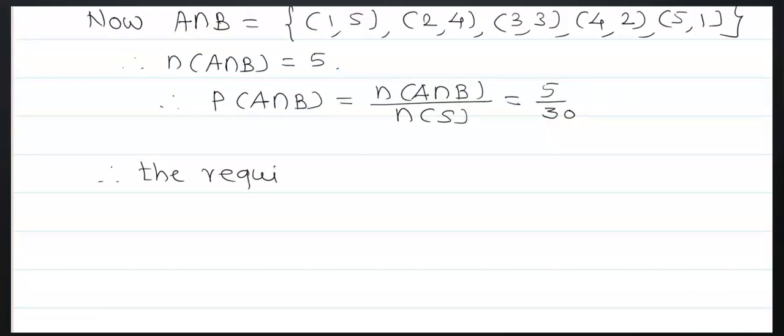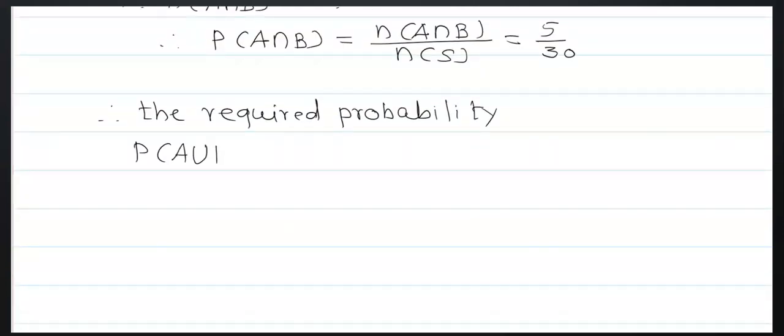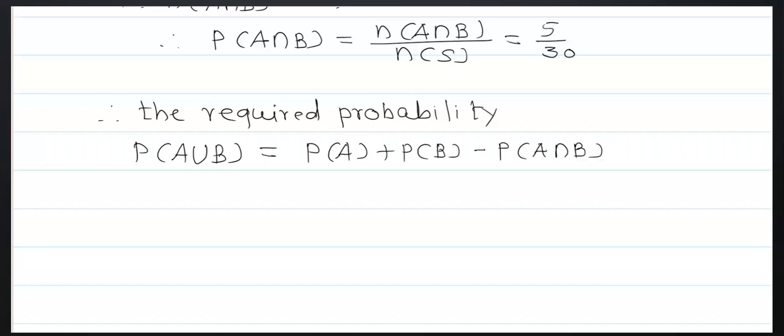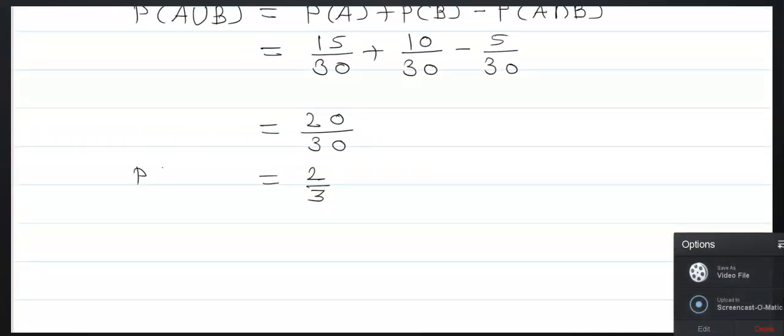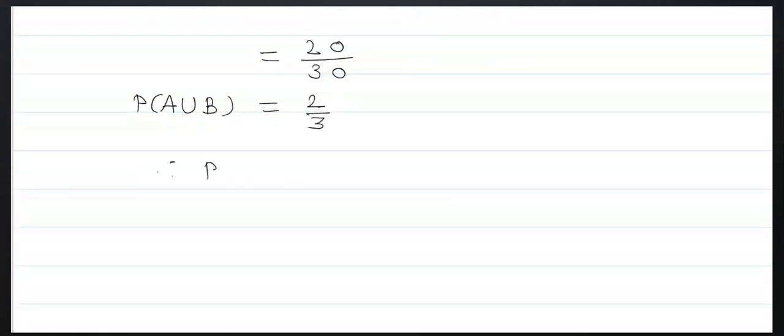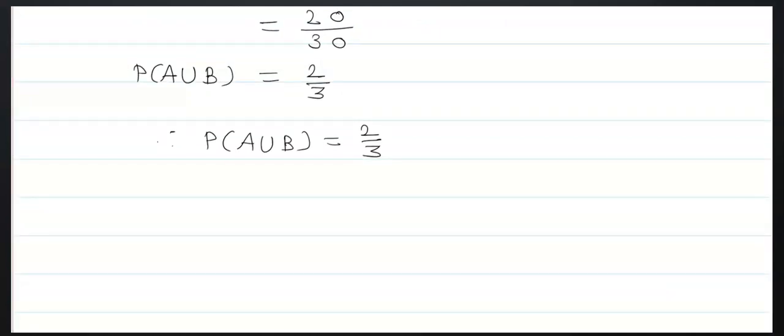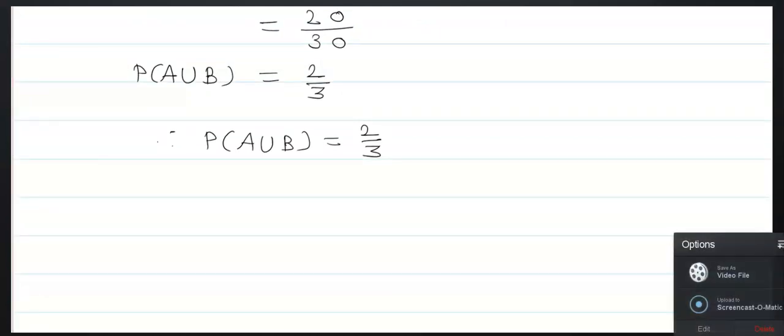Therefore, the required probability P of A union B is equal to P of A plus P of B minus P of A intersection B. Now substitute the values: 15 upon 30 plus 10 upon 30 minus 5 upon 30, that is equal to 20 upon 30. If we reduce it, we get the probability P of A union B equal to 2 upon 3. Now we will see the next one.